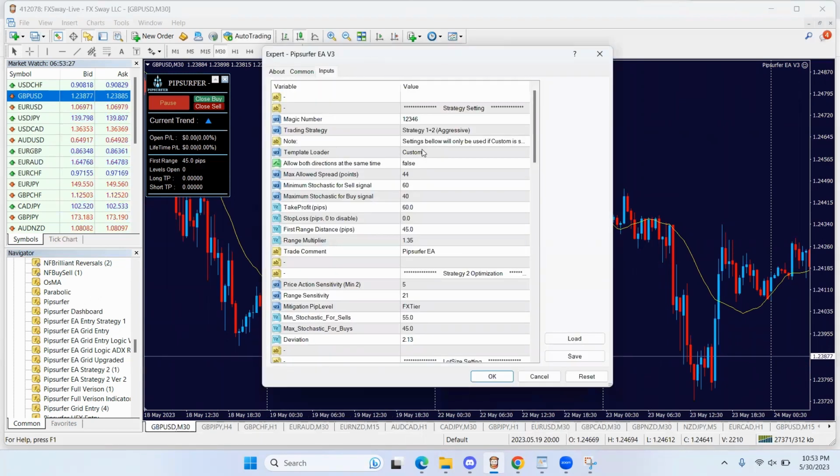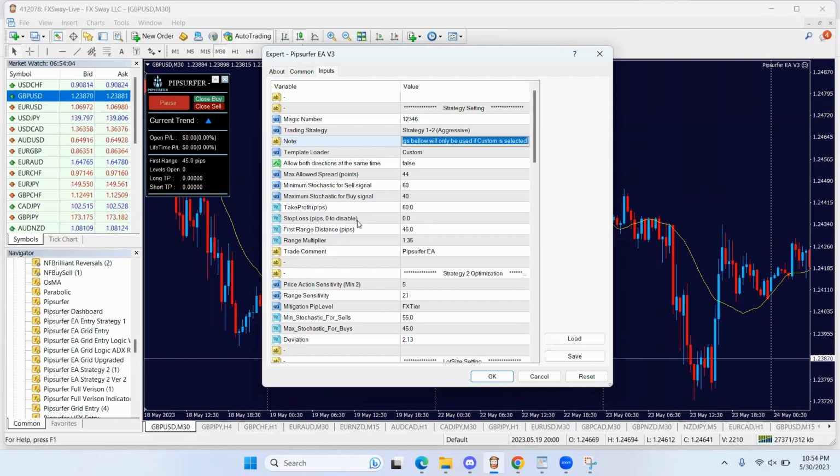The other thing would be the template loader. Now, there's a note above it saying the settings below will only be used if the custom is selected. So what that means is when you have custom, then you'll have access to change these. Now, the stop loss is the only exception. The stop loss you will always have full control of for risk management purposes. So on any tier, you'll be able to change the stop loss.